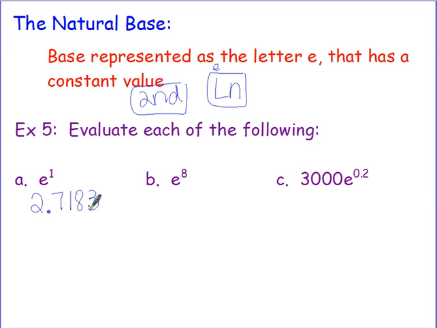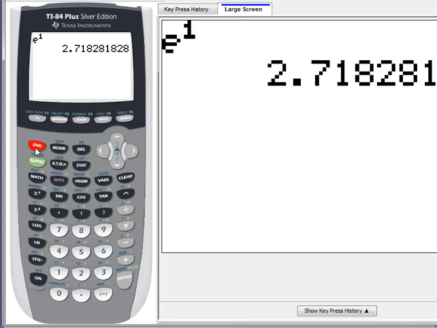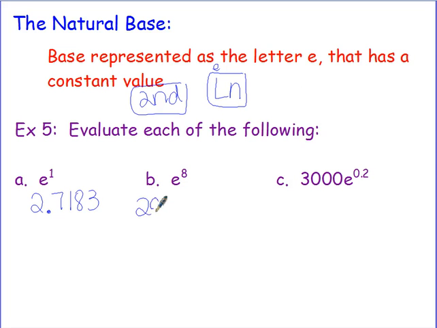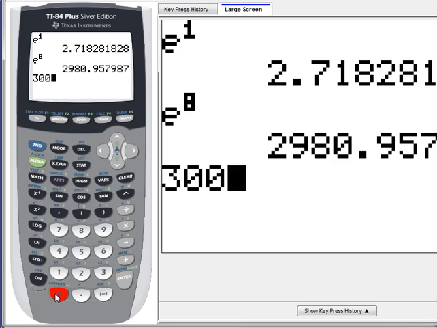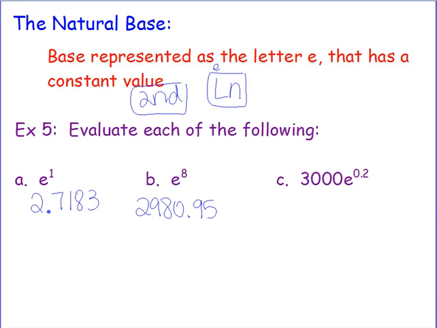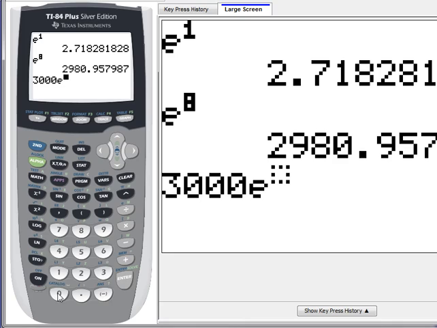2.718.3. So let's try this one. Second ln, there's your e, to the power of 8. So we get a big number, 2,980.95. So we'll do 2,980 point, what was that, 95? So this one, it's just 3,000, then the e. So 3,000, second ln, there's your e, and that exponent was 0.2.